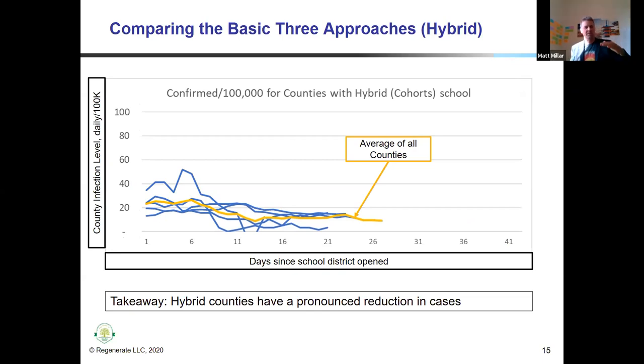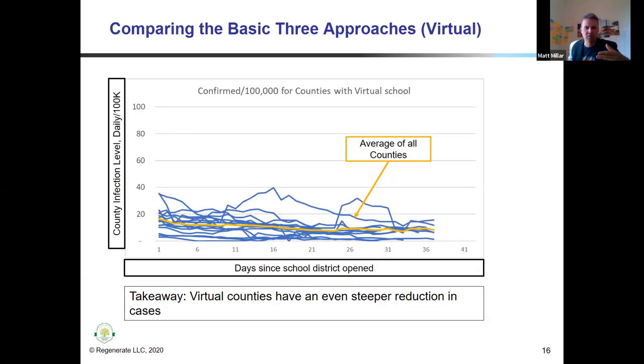Now, it's a little unfair because, as I said before, there are a lot of things that go into this. We're only looking at five counties. And you'll note that they start higher on average, something like 23 or 24 at the left side of the graph, the yellow line. So it's a little unfair comparison, but again, it looks like pretty good news. They're declining over these 3 or 4 weeks that they've been open. Next slide. And then finally with the virtual, again, we see a decline in the average. So that one looks a little better.